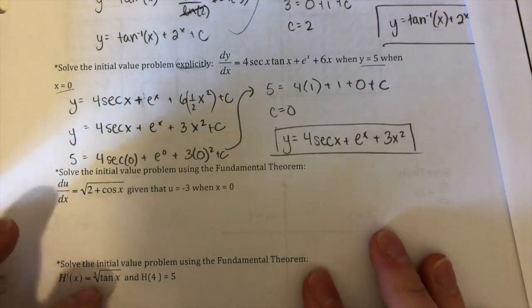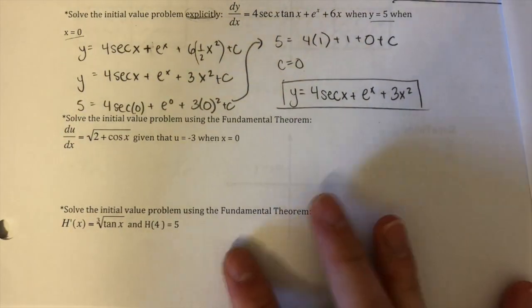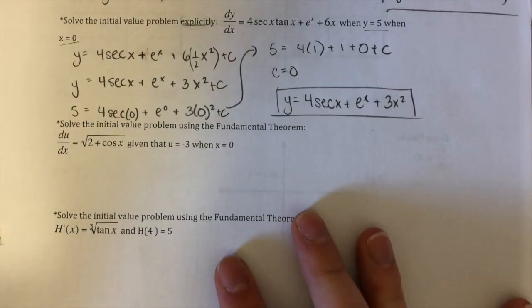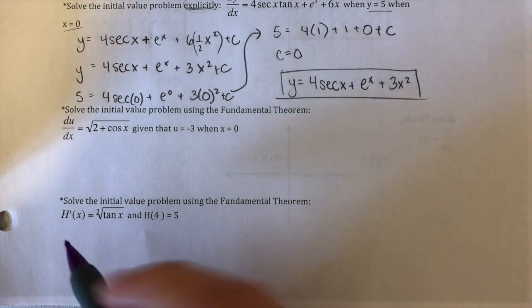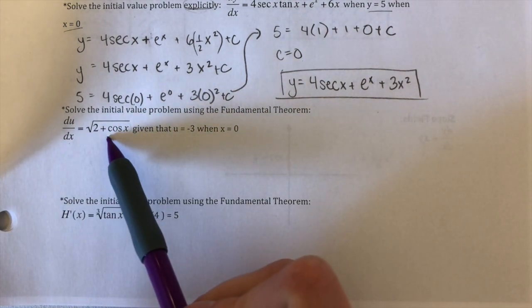The other way that we can do this is solve the initial value problem using the fundamental theorem of calculus. Okay, so if we think about what we used that for previously, we're just kind of going to do the opposite. So what this is saying is that the derivative of some function is this.